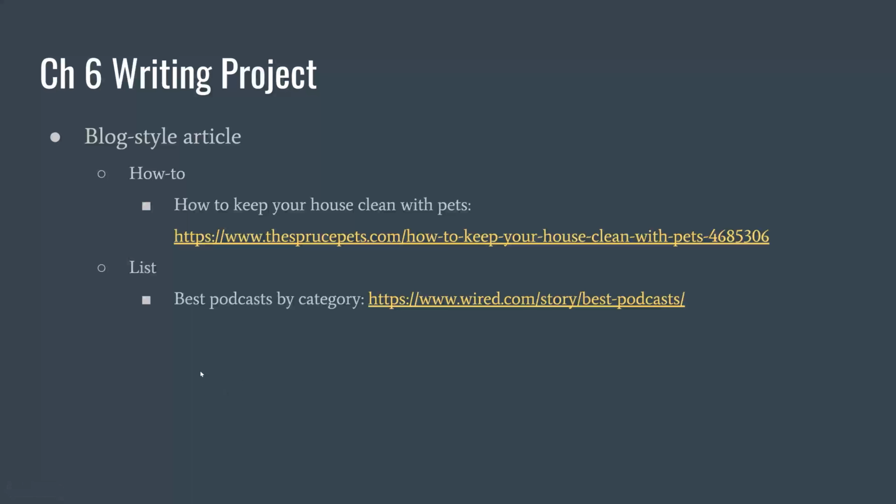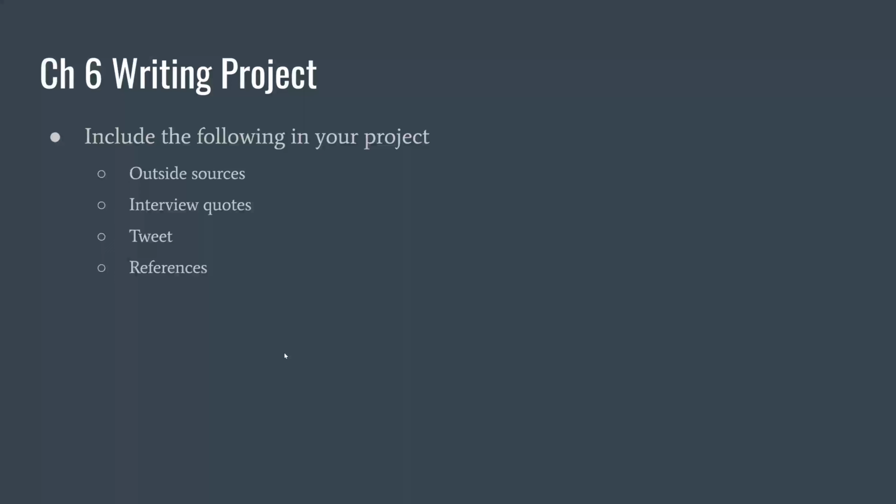Okay, now that we've covered how to and the list, let's look at what you need for your project. So, same as before with your other writing projects, you do need to include outside sources. What do I mean when I say outside sources? I'm talking about those reliable sources that are not yourself, that are additional information and something that you can paraphrase and include in your work.